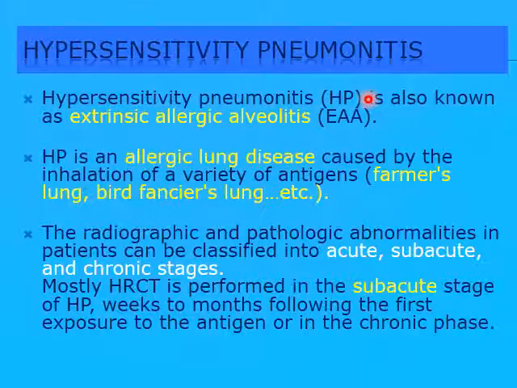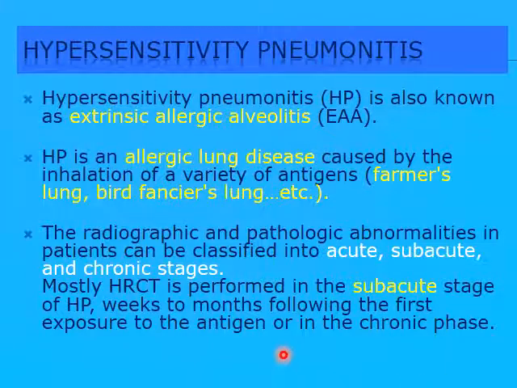Disease number 5. Hypersensitivity pneumonitis. Hypersensitivity pneumonitis is also known as extrinsic allergic alveolitis. It is an allergic lung disease caused by inhalation of a variety of agents, such as in farmers, farmer's lung, and those who are bird breeders, bird fancier's lung. Also keep in mind that acute hypersensitivity pneumonitis may occur due to allergy to certain drugs, okay, not only inhalation.